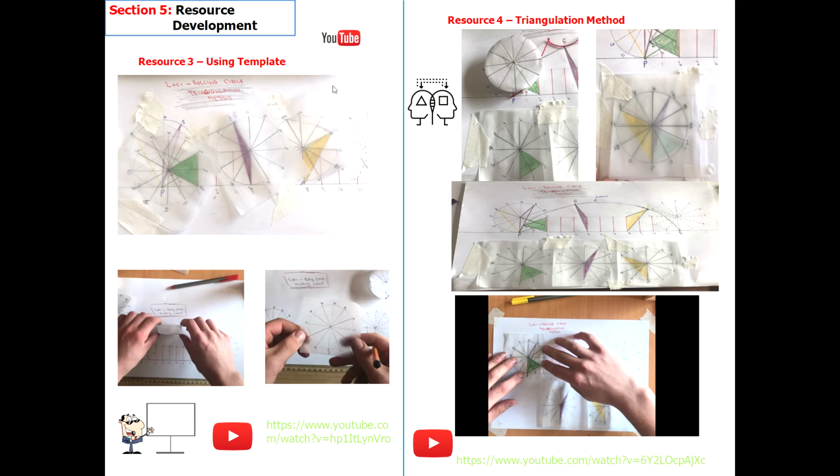For my resource 4, I have my triangulation method. I marked off my triangles in each of the divided circle, which is 12 equal parts, and by rolling it along the fixed line, you can mark off your points, which forms your curve.